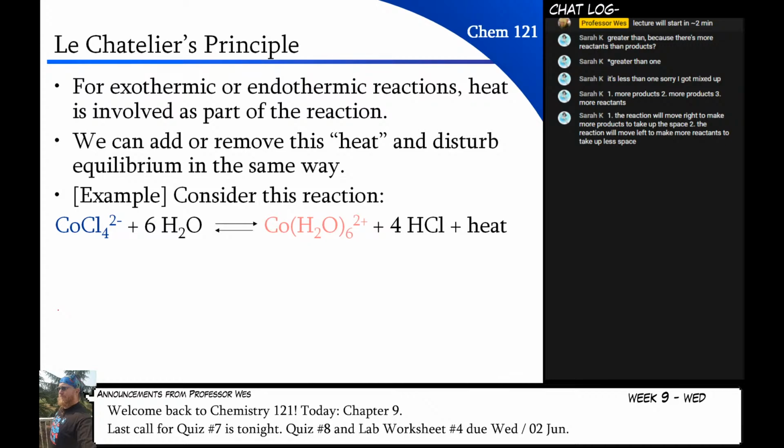So for instance, if I have this reaction and heat is a product, as in I add water to this cobalt tetrachloride ion, heat is released when this happens. Now, what would happen if I put this in a cold bath? So if I removed the heat, then my equilibrium, we're going to treat my heat as a product.